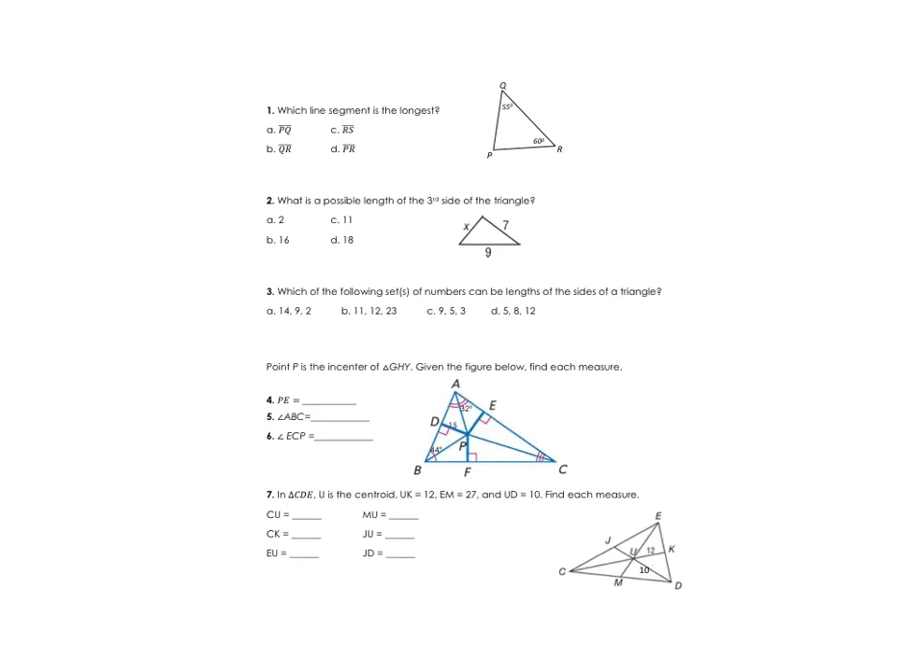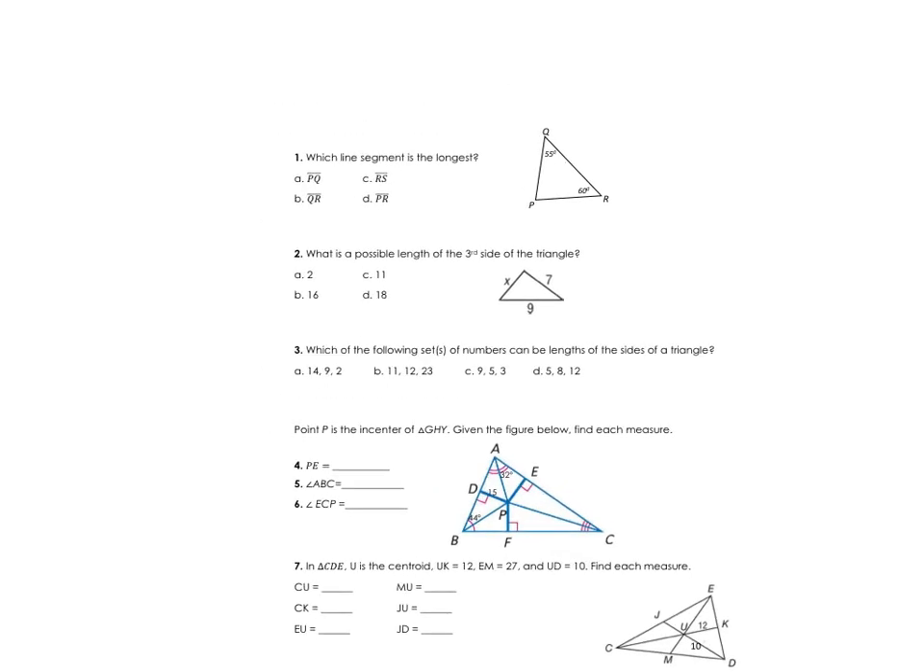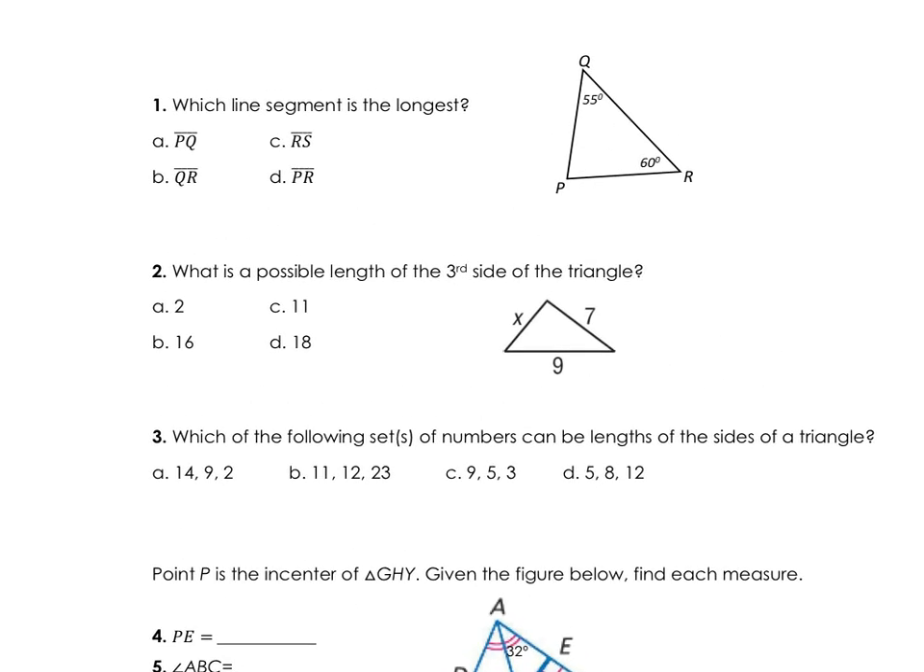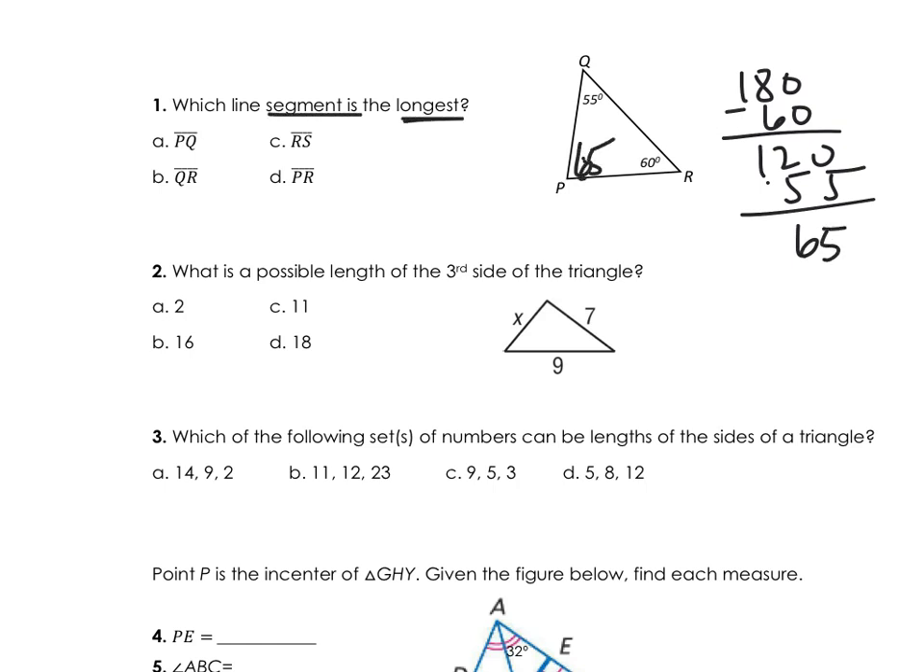All right, so let's do some examples of those. All right, which segment is the longest? Let's see. What is this angle? So I take 180 and I subtract 60. That gives me 120 minus 55. So 65. Okay, so which segment is the longest? That would be opposite my 65, so that's QR.